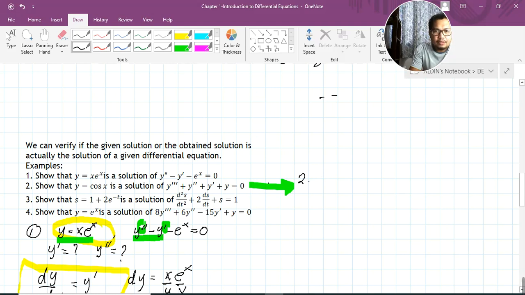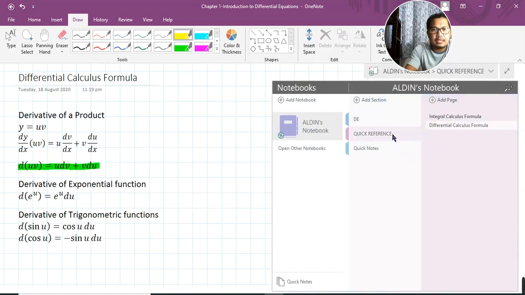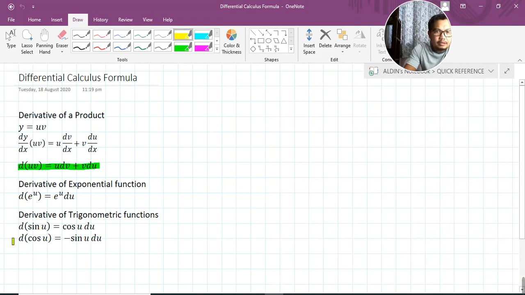So here, find the third derivative, the second derivative, and the first derivative of the given solution of your equation. I'll go directly to finding the first derivative of the trigonometric function. Cosine is given, so what is the derivative of cosine? The derivative of cosine is equal to negative sine. The derivative of sine is positive cosine.